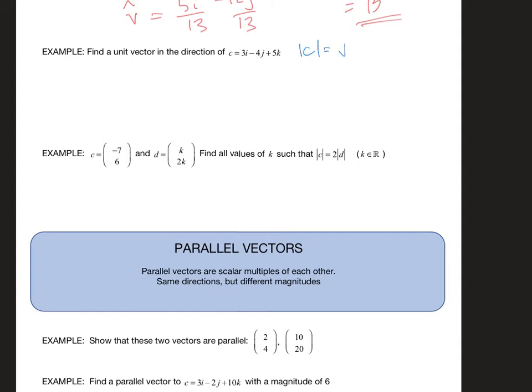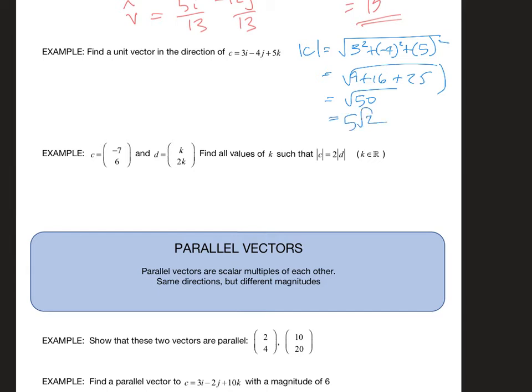All right, so the magnitude of C is going to be the X direction and the Y direction and the Z direction all squared. So this is 9 plus 16 plus 25, which is the square root of 50, which is 5 rad 2. Okay, so again, a unit vector has to wear the little hat, right? Notation's important. And I just have to take the original vector and divide each term by the magnitude.